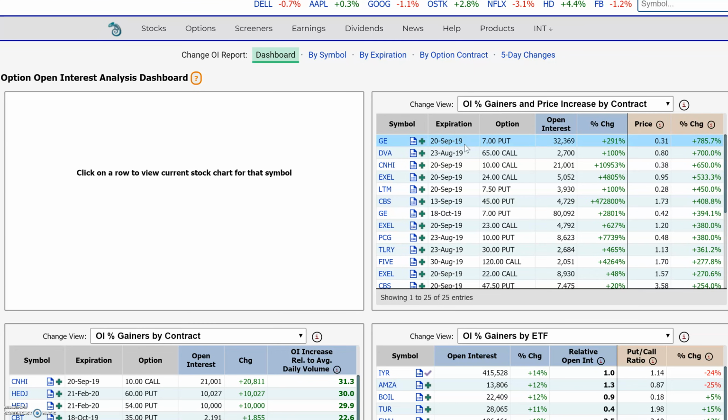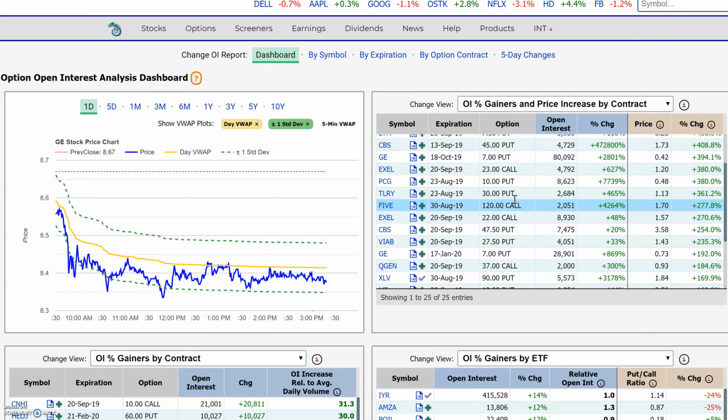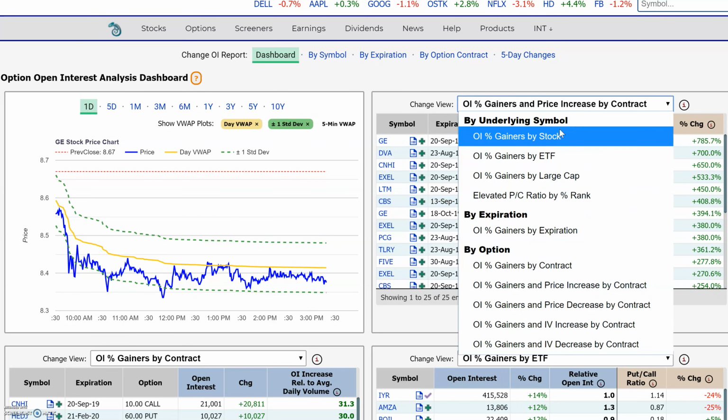So we could see here GE on the September 7th put, there was an increase of 291% on that particular option contract, and the option contract increased by 780%. And then it just goes down the line over here. Then we could also just change that. Up here is by symbol.